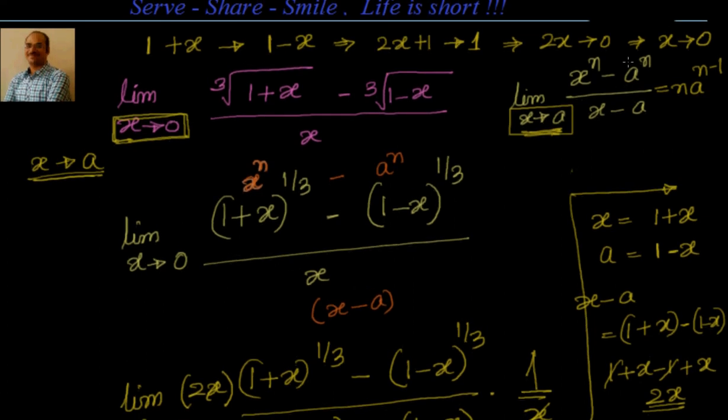We always have to convert that into the form of x to the power of n minus a to the power of n by x minus a. Whatever is given after that, we can directly write it down as n into a to the power of n minus 1.